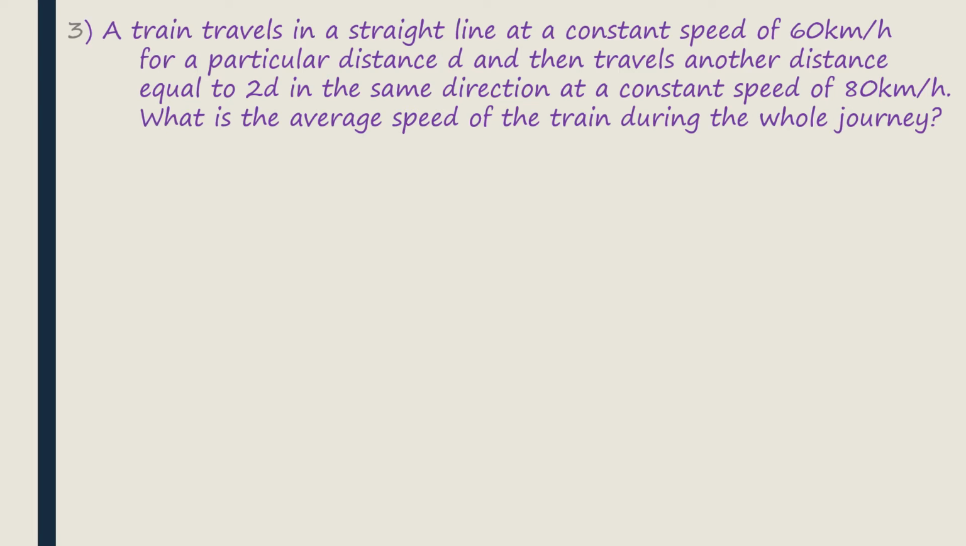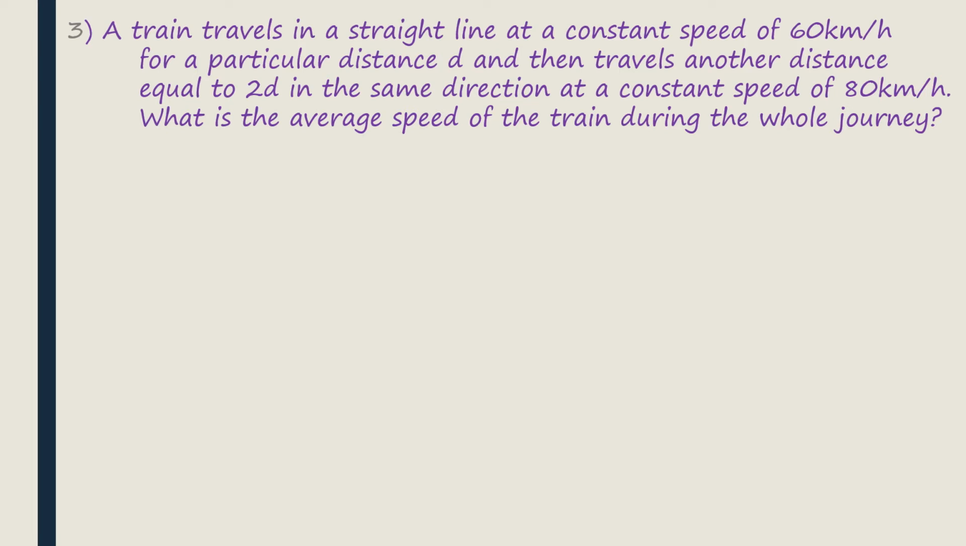अघि d travel गरेको थियो, फेरि 2d distance travel गरेर, okay, in the same direction, change भएको छैन, त्यही straight line नै follow गर्दैछ, त्यही direction मा 2d गयो अरे, but now with a constant speed of 80 kilometers per hour. The speed is changing from 60 to 80, okay, but the first d distance को लागि 60 छ, next 2d distance को लागि चाहिँ 80 kilometers per hour छ.